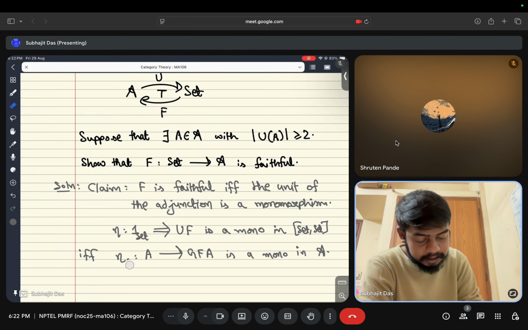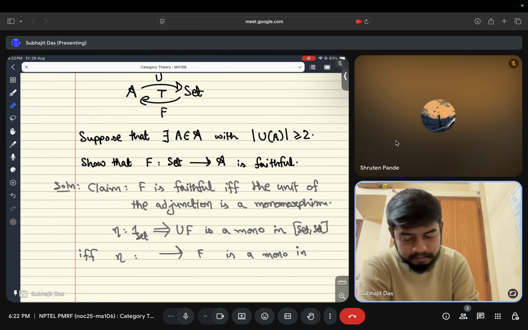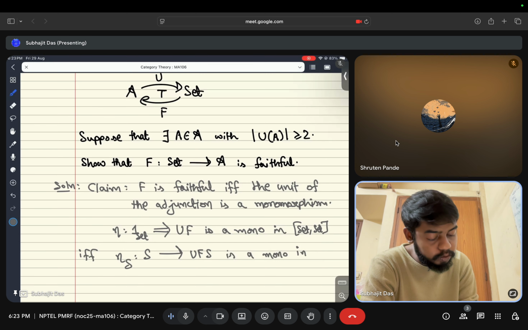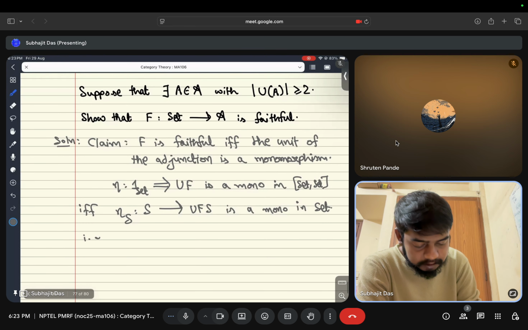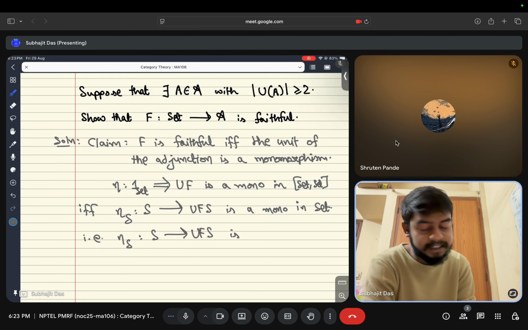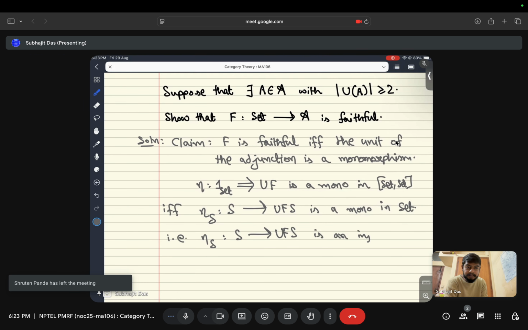let's say eta at S, from S to UFS, is a mono in Set. In other words, eta at S from S to UFS is, and we know what monomorphisms in Set are. They are precisely injective set maps. So it is an injection, right? That is what we need to show. So we need to claim that eta_S is actually an injection.